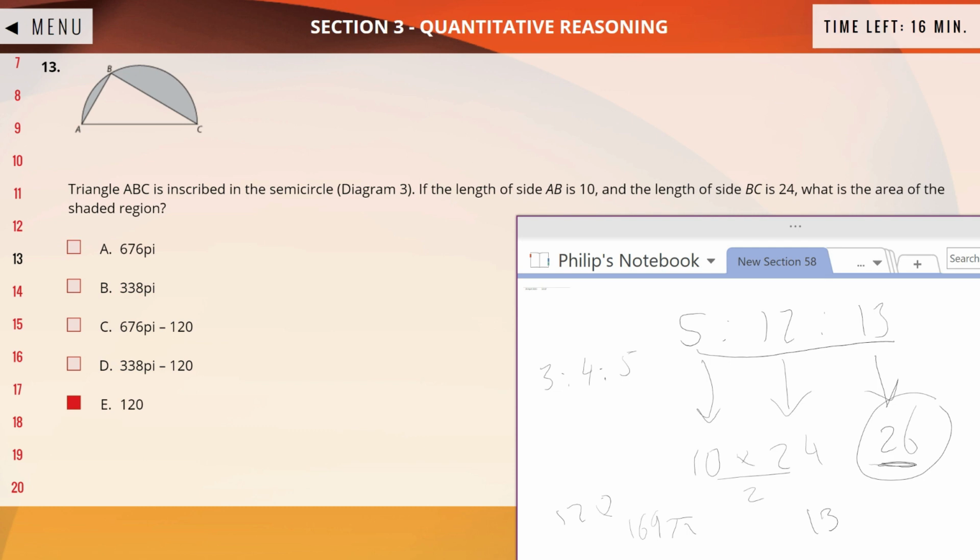So the area of the semicircle is half of that. So something like 84.5 pi. Take away 120. That should be the answer. I think they've made a mistake and they've doubled it. Instead of halving the circle, they've doubled it to get 338. Yeah, that's what they've done.